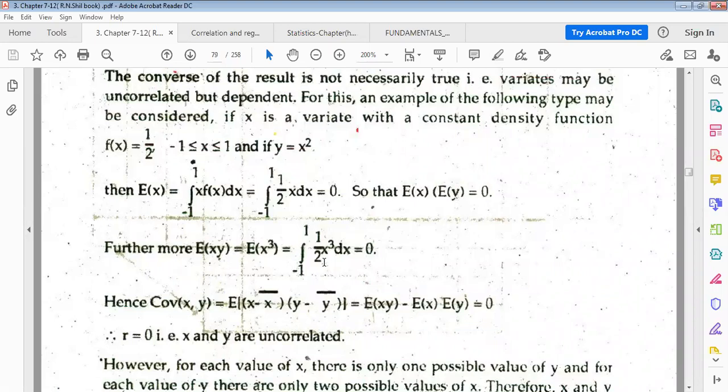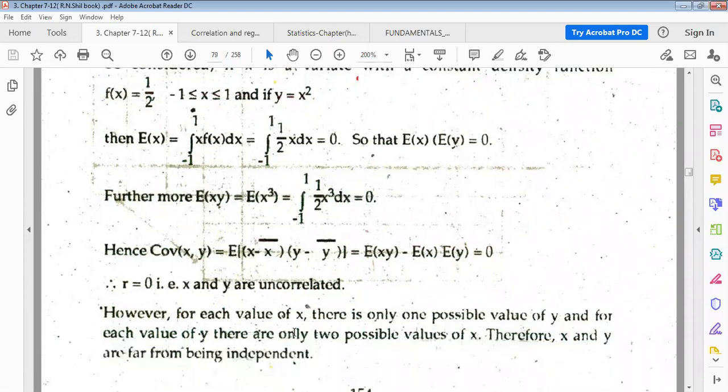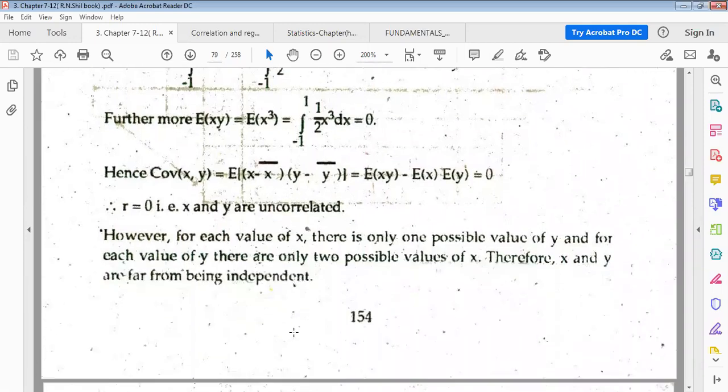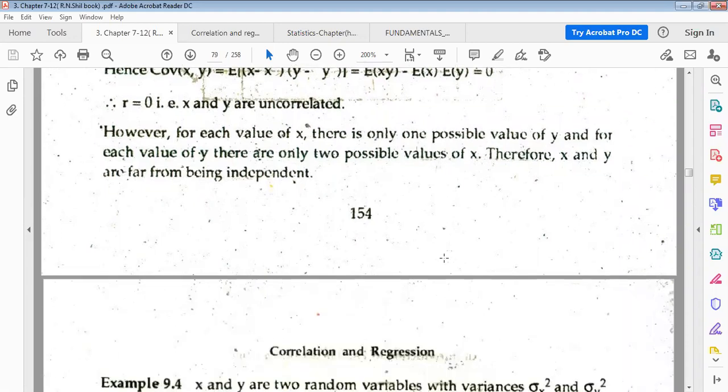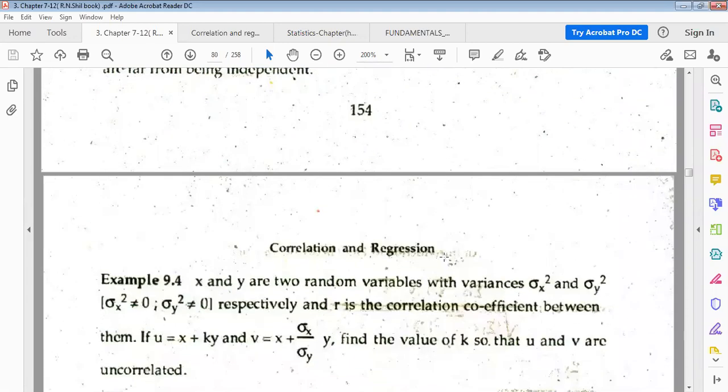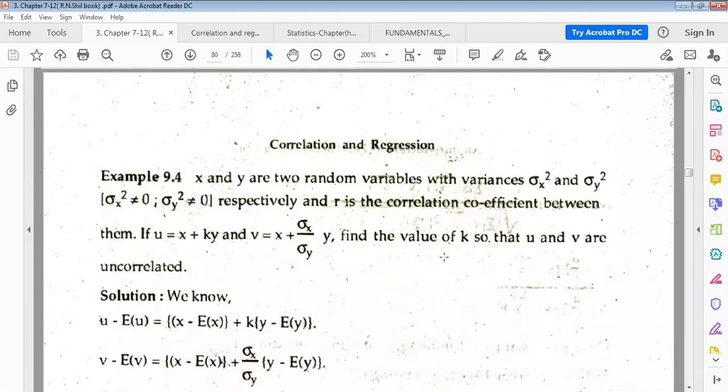After taking the integration of this, we get 0. Hence, the covariance of this will be 0. So r equals 0. That means x and y are uncorrelated. However, for each value of x there is only one possible value of y, and for each value of y there are two possible values of x. Therefore, x and y are far from being independent. They may be dependent.